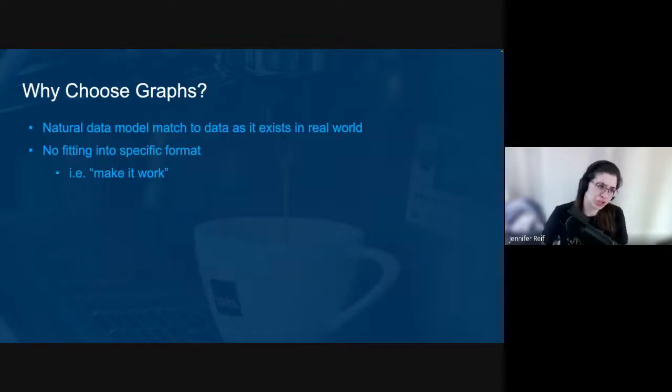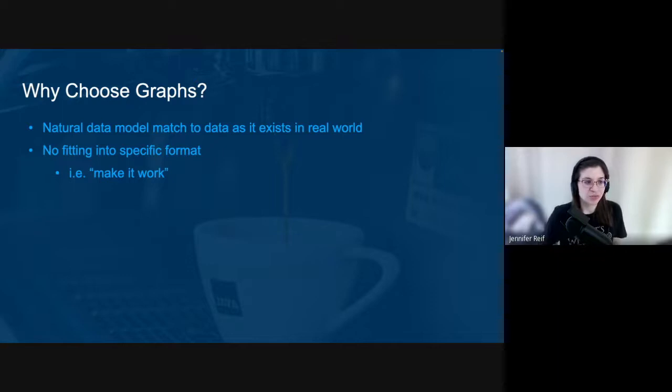So why would you choose graphs? It's a natural data model match to the data as it currently exists in the real world. And of course, if that data model changes, if the data shifts and adds maybe more connections, or maybe it's no longer tied to this one thing, or it no longer has this constraint or this particular requirement any longer, then that data model can adapt in a graph and morph along with the business need.